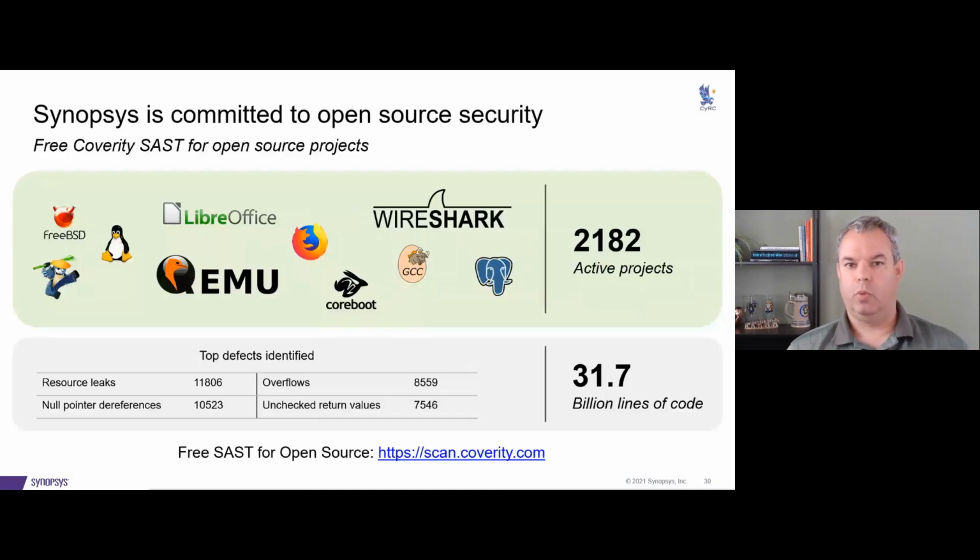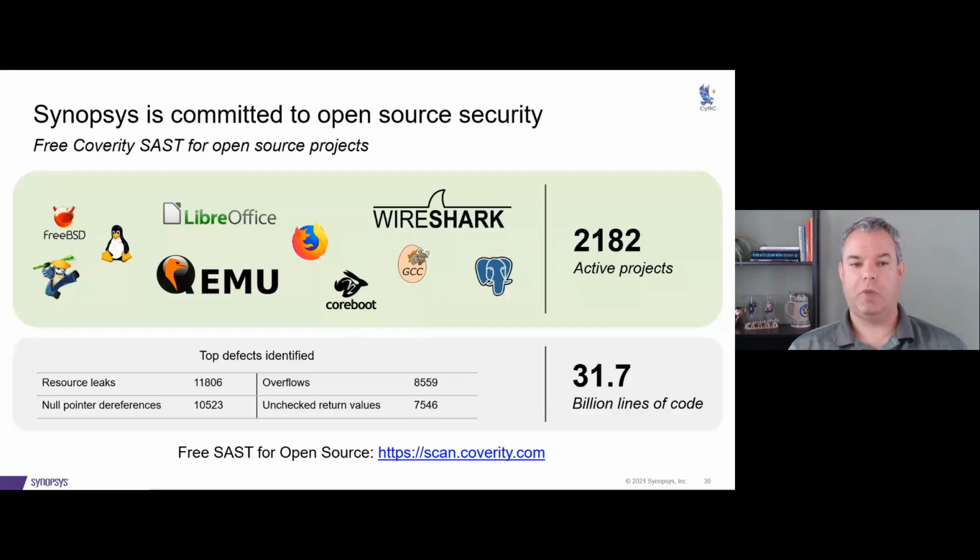Now, Synopsys, we're committed to open source security. We have a bunch of different initiatives in place, one of which is free static analysis tooling for open source projects. So if you are working with an open source project and it is not having any benefit from a static analysis tool, it can be added to scan.coverity.com and you get the full benefit of our commercial Coverity tooling. And now, well, you can see the static analysis benefits.